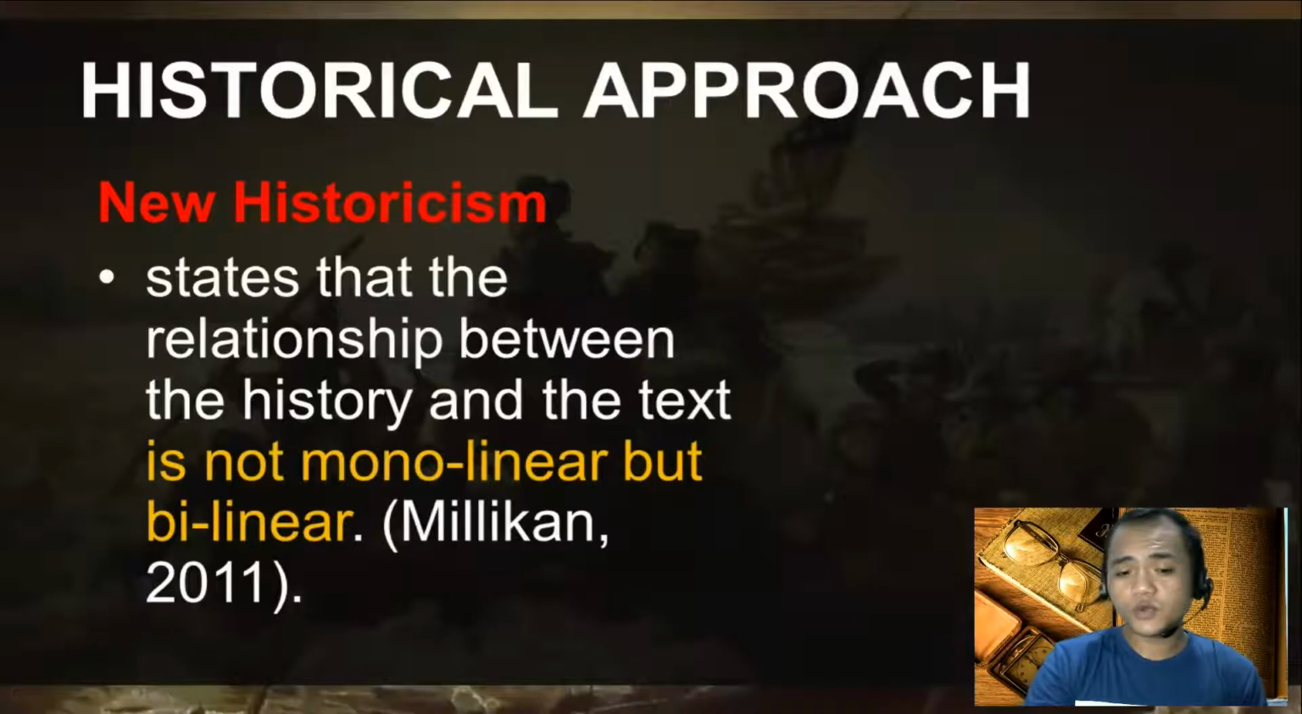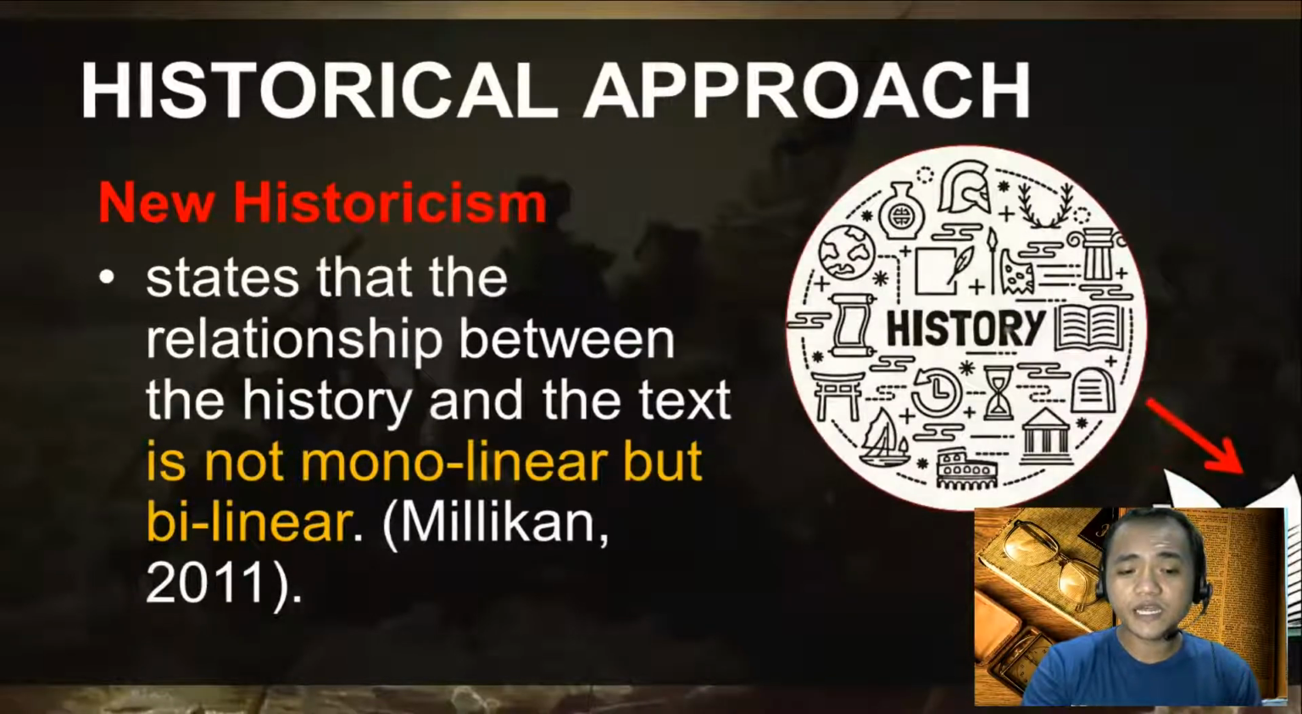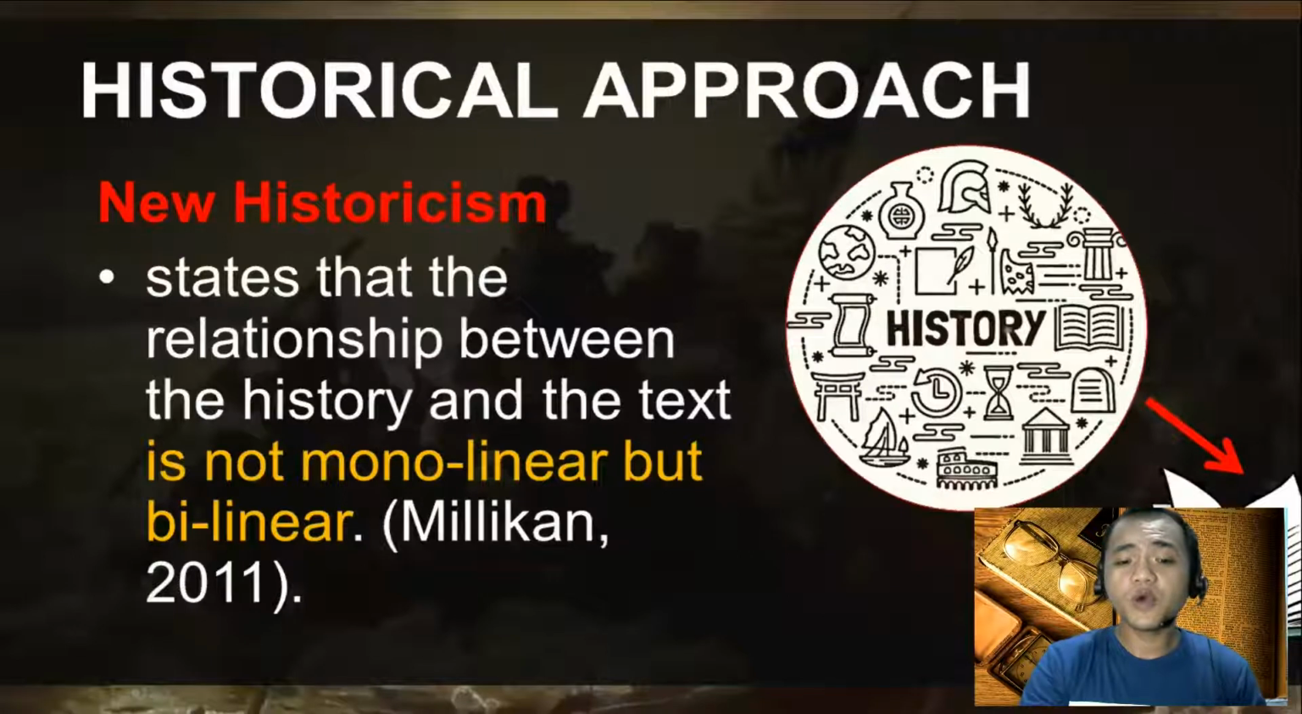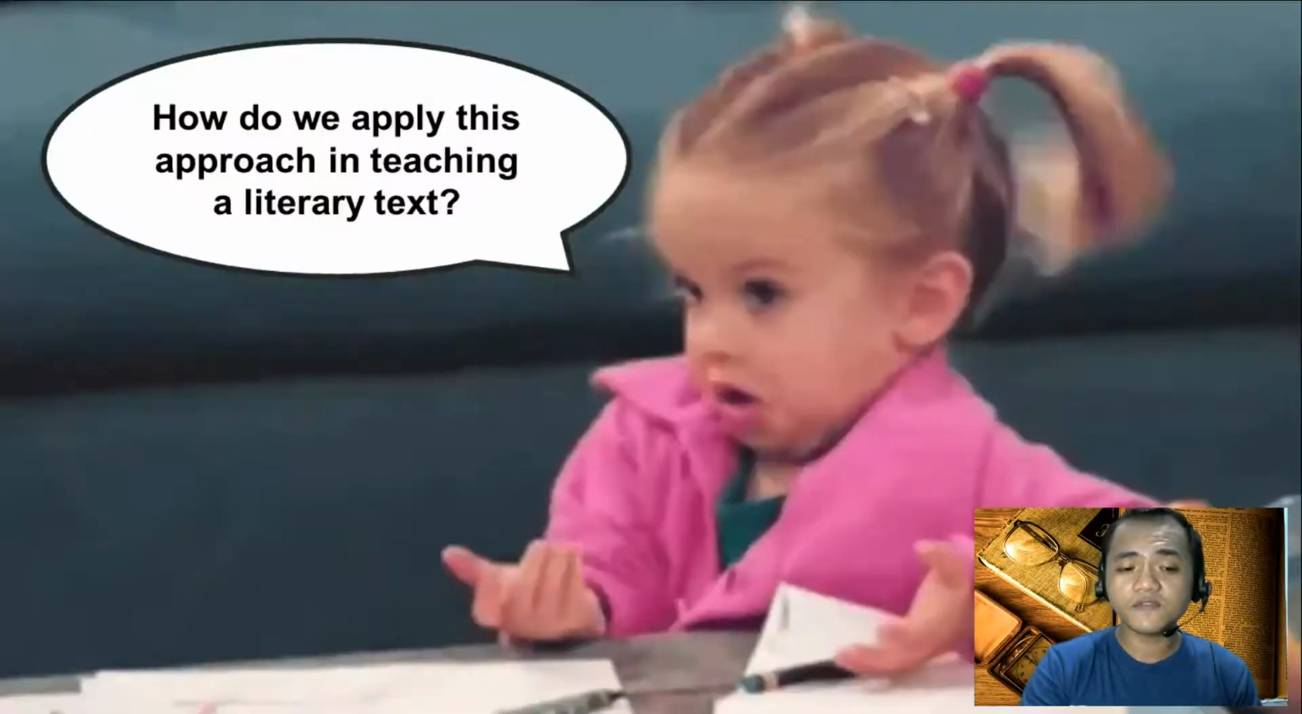The new version of the approach simply claims that the relationship between history and the text is not monolinear, but bilinear. This means that history can not only be used to understand the text, but the text can also be used to understand history. So there's a vice versa relationship now between the text and history. In most literary classes, we always take into account the historical background of the text before we actually discuss the text. These are shown in backgrounders written at the start of the text in most literature books. However, the application of the historical approach is really evident at the end of the text.